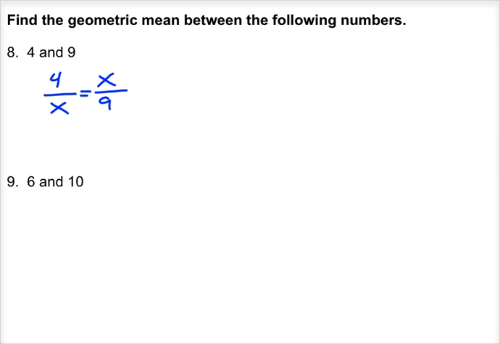And now I'm just going to cross multiply. So if I cross multiply, I get x times x, which is x squared, 4 times 9, which is 36. To solve for x squared, I do the opposite and take the square root. The square root of x squared is x. The square root of 36 is going to give me a value of 6.